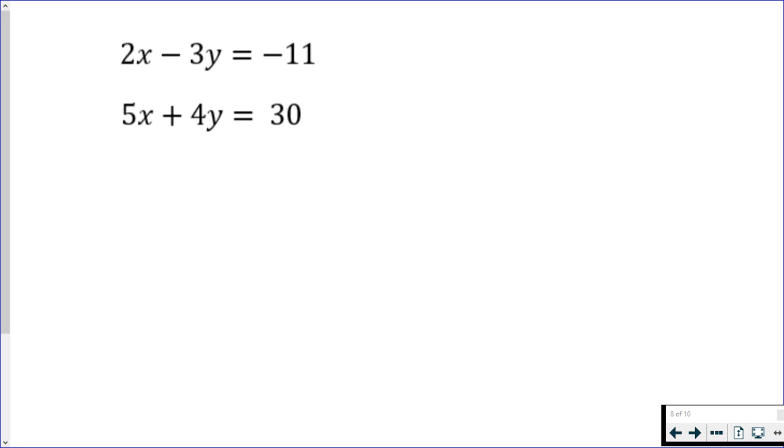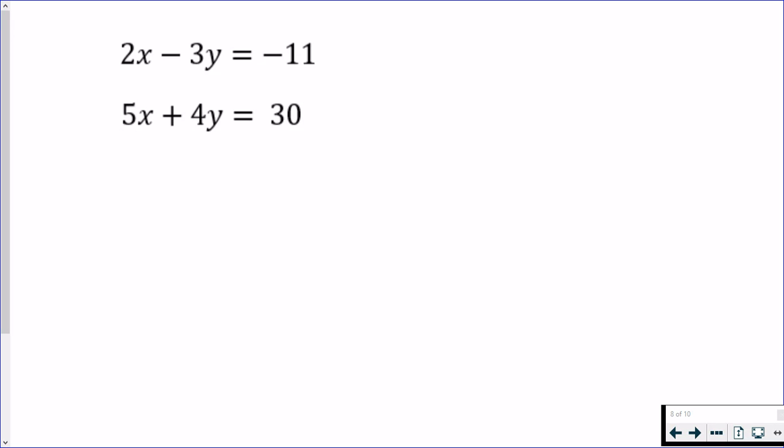This is a system where I'm going to use elimination. I would recommend elimination most of the time. However, with this one, I'm going to have to do quite a bit of manipulation before I can actually start eliminating. So as of now, I've got 2 and 5x, but 2 doesn't go into 5, 5 doesn't go into 2. And then I also have -3 and +4y, and it's the same situation there. 3 doesn't go into 4, 4 doesn't go into 3.